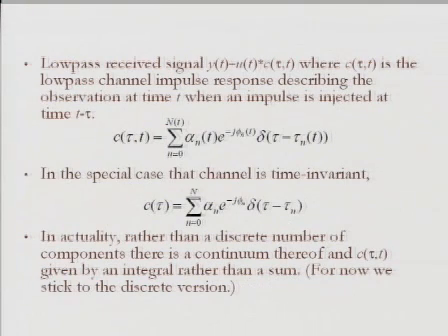The same thing can be written in the low-pass domain. And in that domain, we can express the relationship between the signal transmitted and the signal received as a convolution with an impulse response. So this is the typical impulse response of a linear time-varying system.